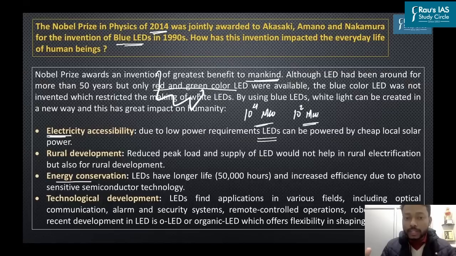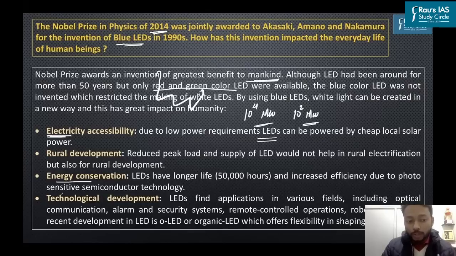So you have to make it strong enough that it holds on to the peak load, and that increases the cost. And if the infrastructure cost increases, then the electricity cost for the consumer will also increase. So the peak load demand decreases because electricity utilization by LED is highly efficient.